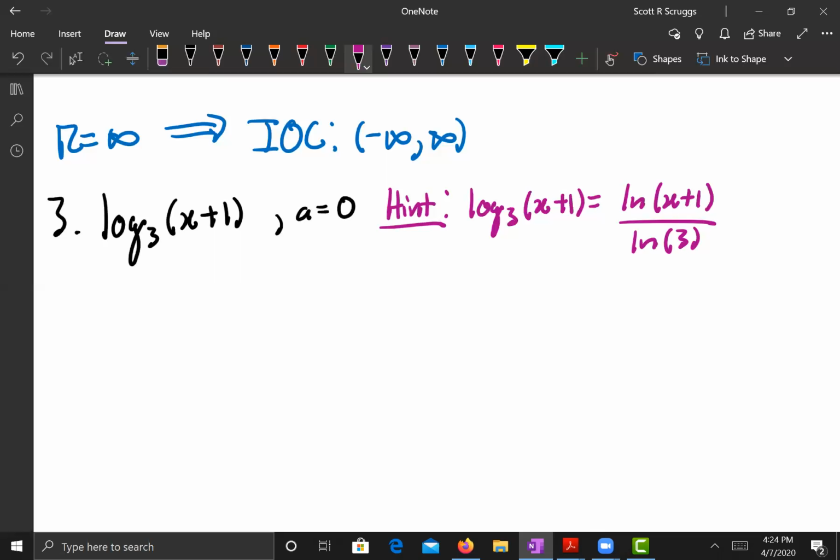Wait, I have another question. With this adhering to our natural log of 1 plus x formula, wouldn't that be the series with negative 1 to the k plus 1 x to the k over k, just with adding a constant of 1 over ln 3? That's why I gave the hint. Nice.